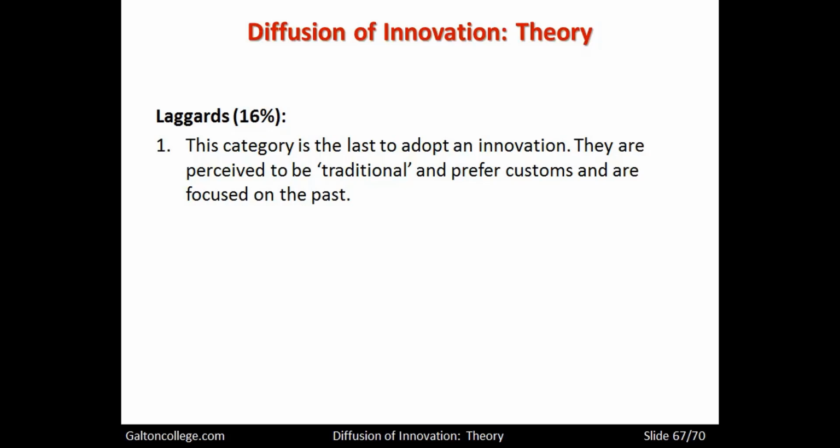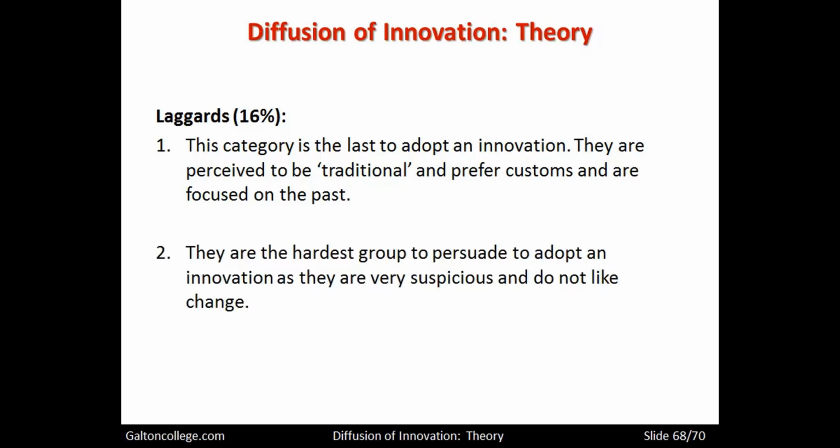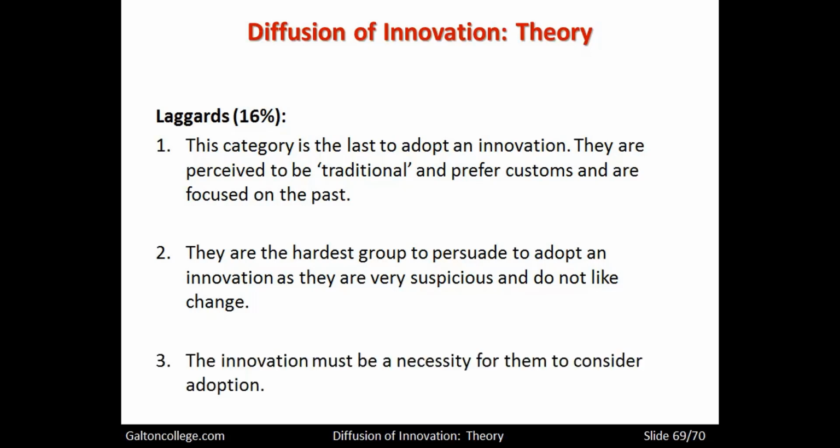The good old days before we had modern medicine and people died in pain. Those good old days. But they're looking backwards, and they don't want any part of modern society. They don't want any part of the newness that's around them. They've found their answers in old ways, and they're happy with that. So they only will adopt a new idea if it's absolutely essential. They're the hardest group to persuade to adopt an innovation, as they are very suspicious and they do not like change. They want to continue as they are. So they don't like the idea of change. The innovation must be a necessity for them to consider its adoption. So they will only look at innovative ideas if it's absolutely imperative, if it's absolutely essential.